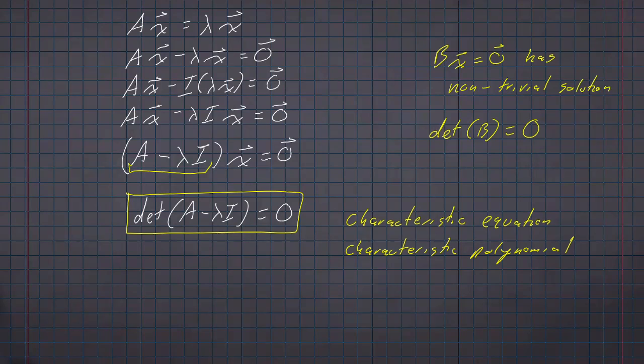We call this the characteristic equation for matrix A, or sometimes the left-hand side of this is referred to as the characteristic polynomial. If we can determine the values for lambda where this equation is true, we will have identified the eigenvalues of the matrix. Once we have the eigenvalues, at least in theory, we should be able to find the eigenvectors.